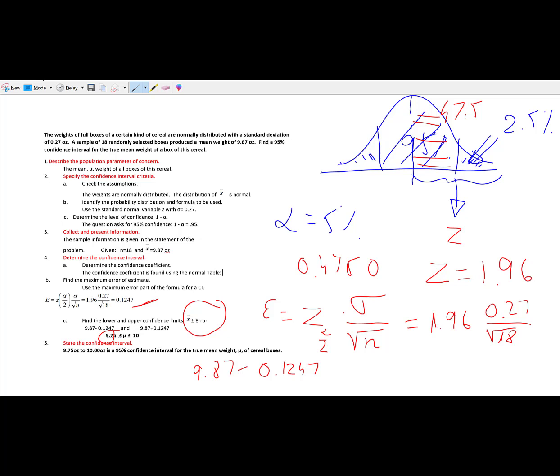To calculate the upper confidence limit, we add to the mean weight for our sample, 9.87, this error, 0.1247. If we add this one, we have a value of almost 10. So we have the lower and the upper confidence limit. Now, the last step in our model is to state the confidence interval. So 9.75 ounces to 10 ounces is a 95% confidence interval for the true mean weight of cereal boxes.